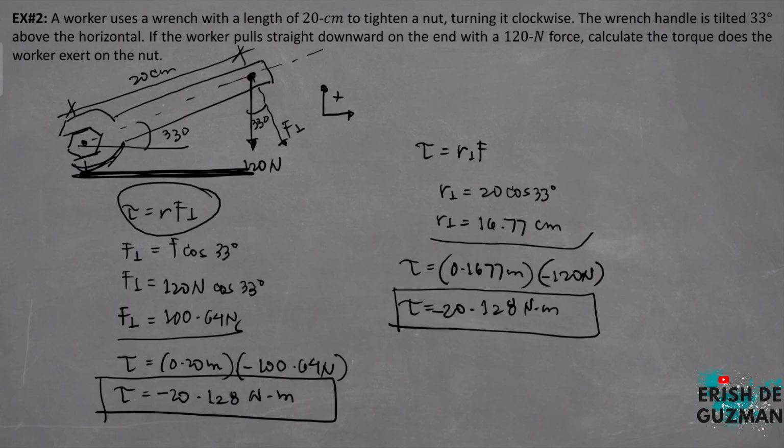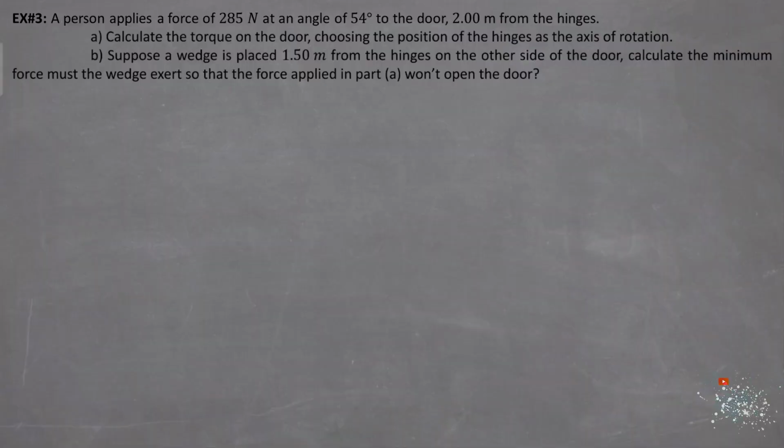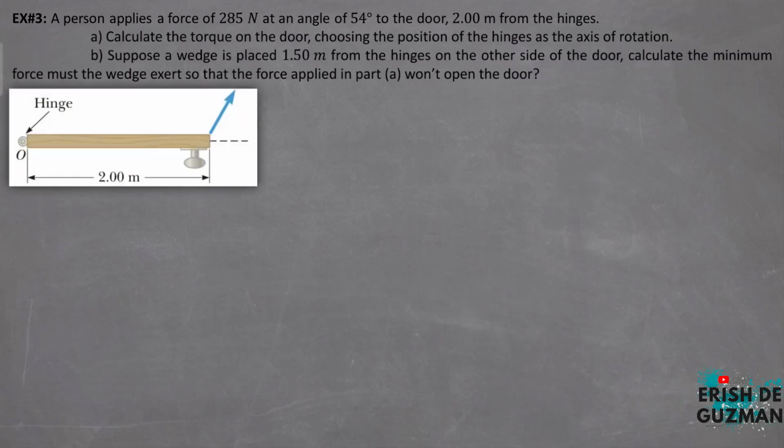And this is example number 2. A person applies a force of 285 Newton at an angle of 54 degrees to the door 2 meters from the hinges, as we can see in this figure. Letter A, calculate the torque on the door, choosing the position of the hinges as the axis of rotation. And letter B, suppose a wedge is placed 1.5 meters from the hinges on the other side of the door. Calculate the minimum force must the wedge exert so that the force applied in part A won't open the door.